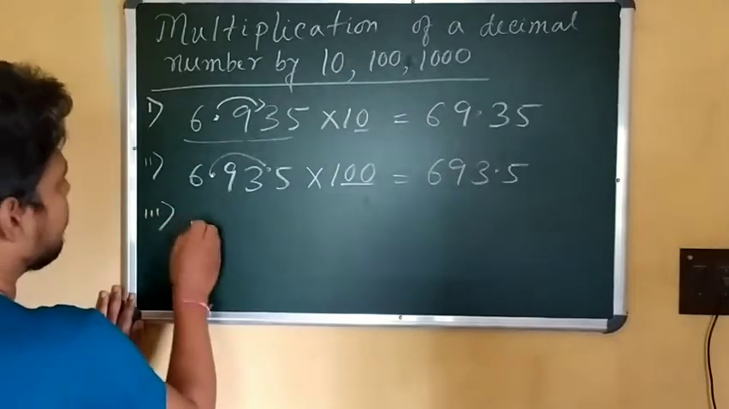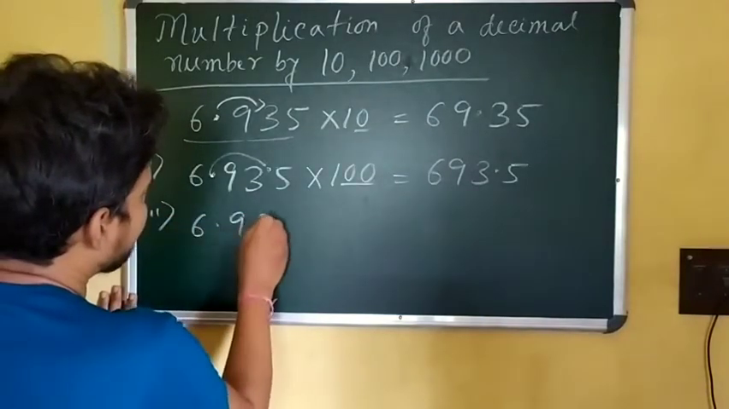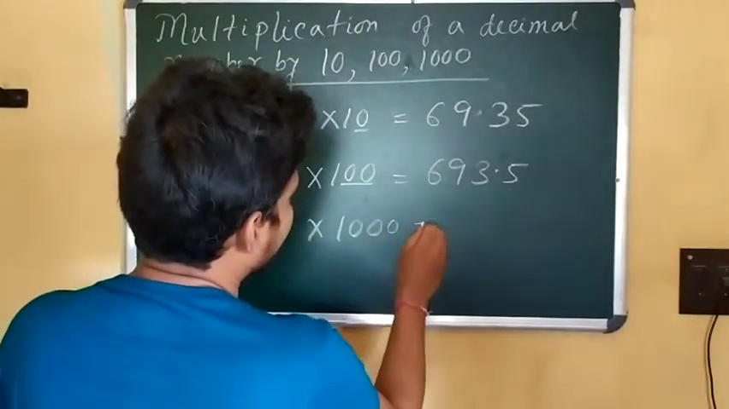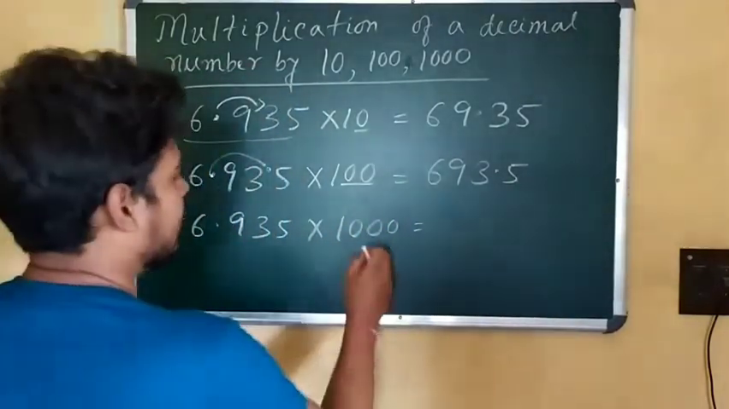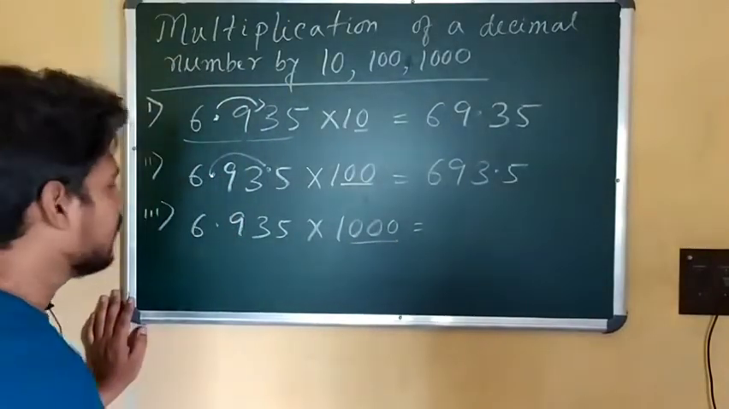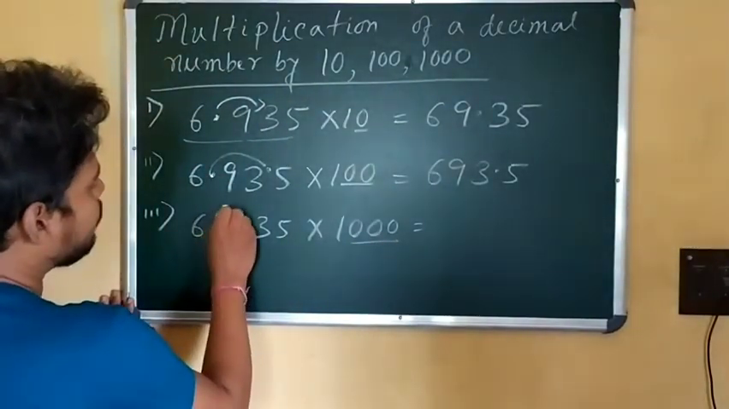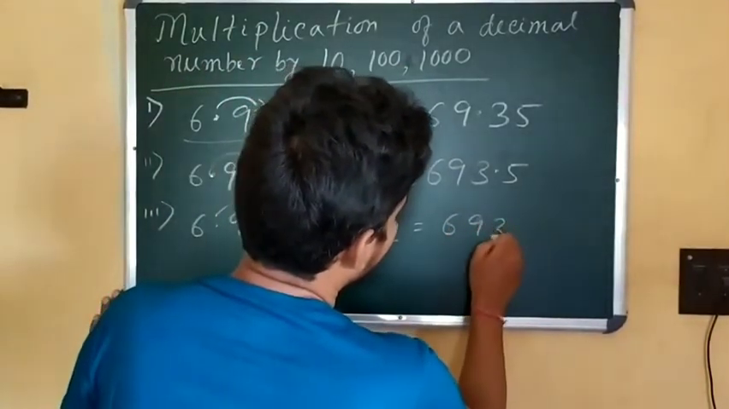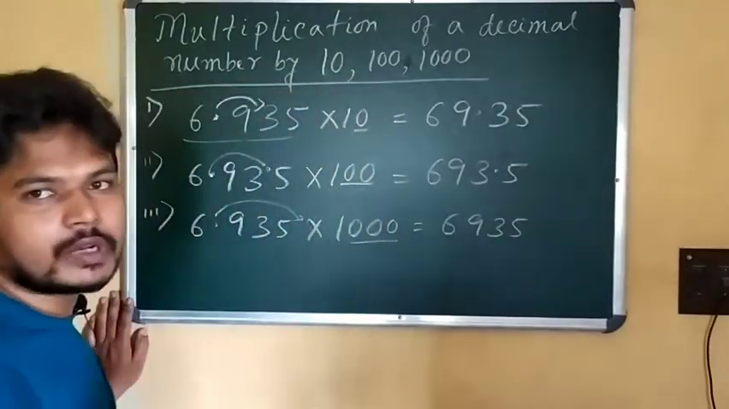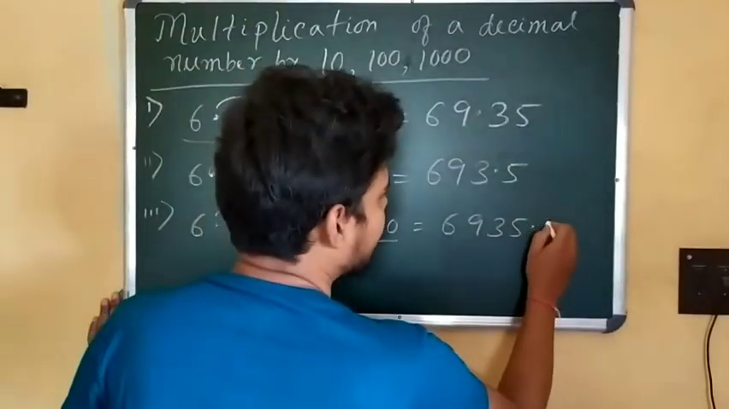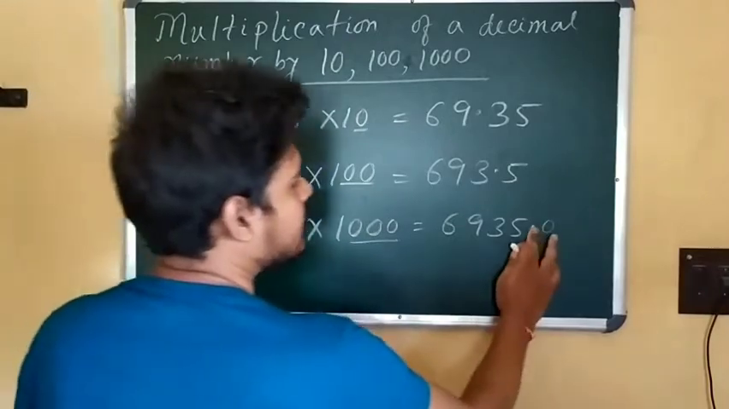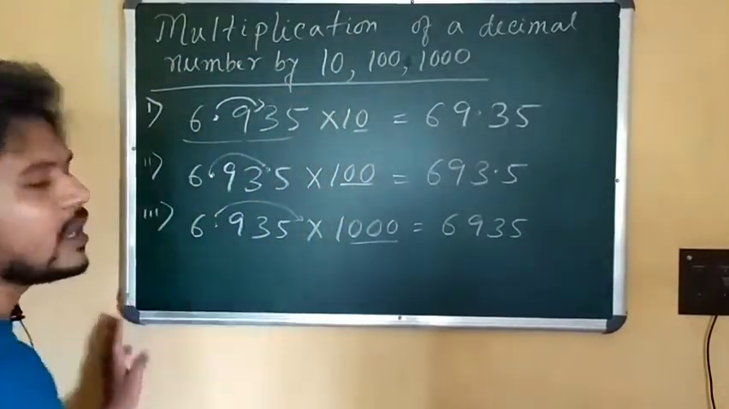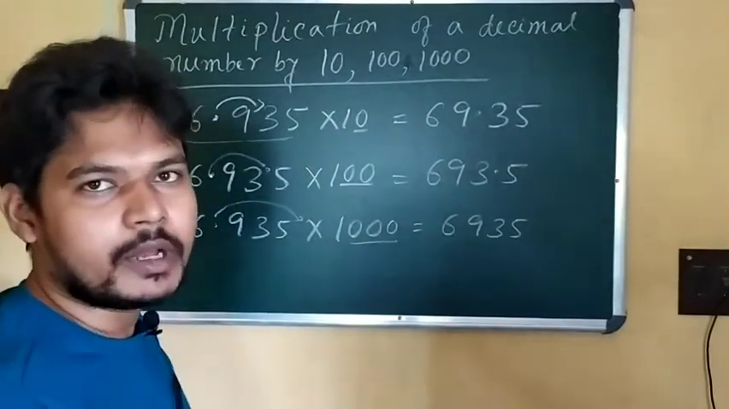Third, take the same example, 6.935 multiplied by 1000. Then what happens? Count how many zeros are there: 3 zeros. Then this decimal point will shift to the right by 3 digits. That means 6935. If you want to write it down with the decimal point, you write 0 here, otherwise there is no need to write it. That means this number is now converted into a whole number.